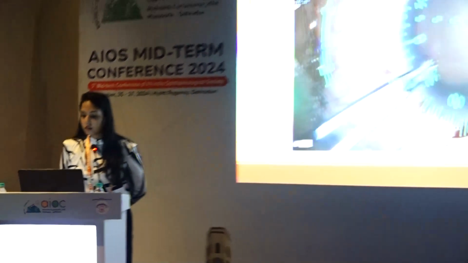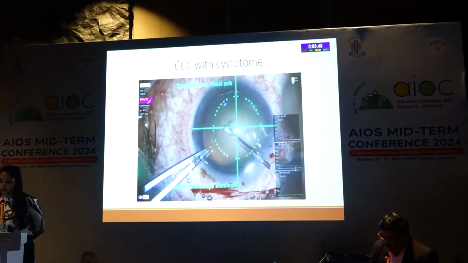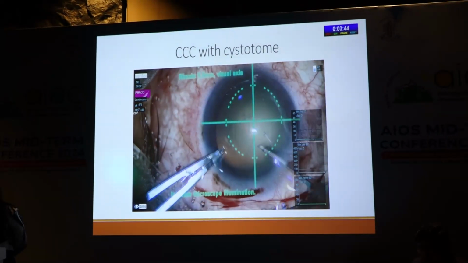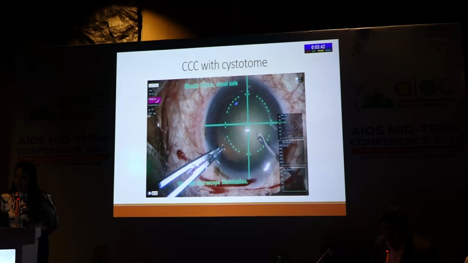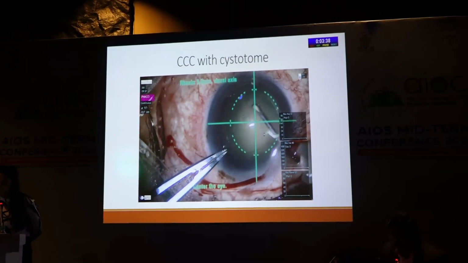So this is a cystotome CCC. I'm using an image-guided technology to guide the CCC dimensions. So this is a 5.5 rhexis that I'm trying to attempt. Now here I have done it at a 170 degree angle because I'm trying to implant a toric IOL. I have gone directly through the main incision. Viscoelastic egress is present but minimal.